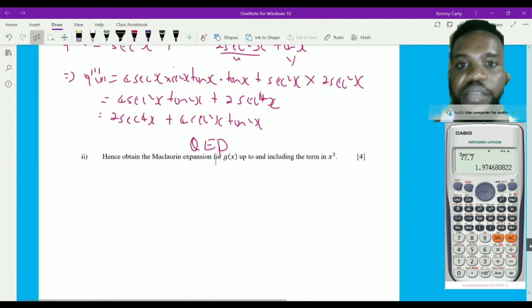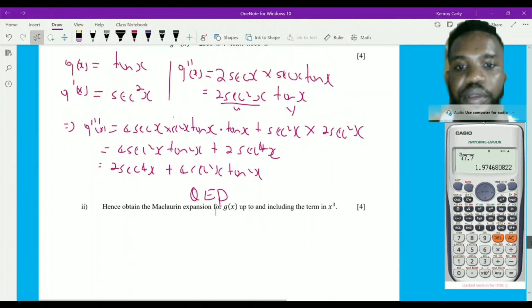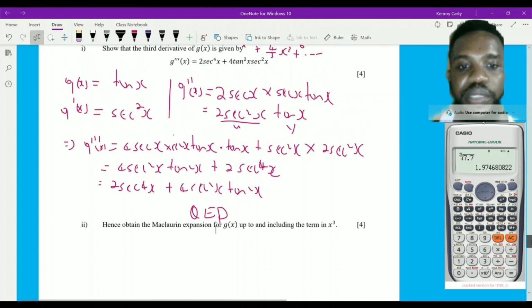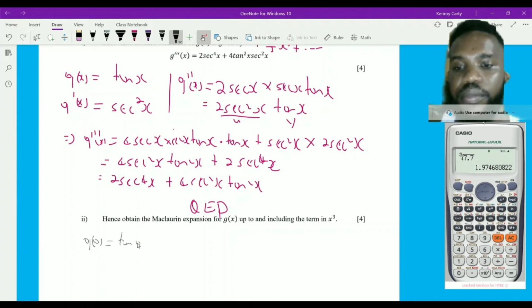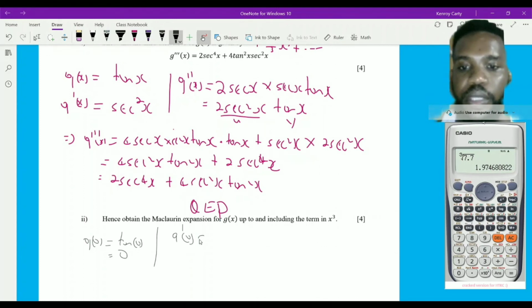It says, obtain a Maclaurin expansion for g of x up to and including the term in x cubed. Alright, no problem. Let us start with g of 0, because we have written out the Maclaurin expansion already, so you know what it is. g of 0 would be tan 0, which is 0, so that's taken care of. g prime of 0 is going to be sec squared 0.